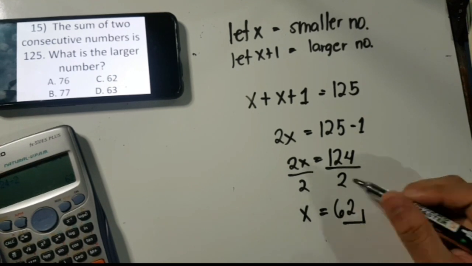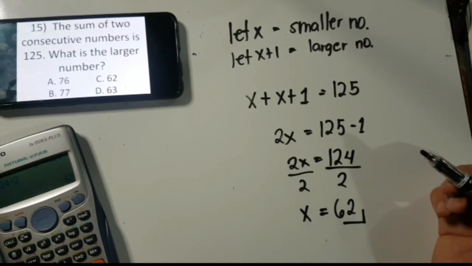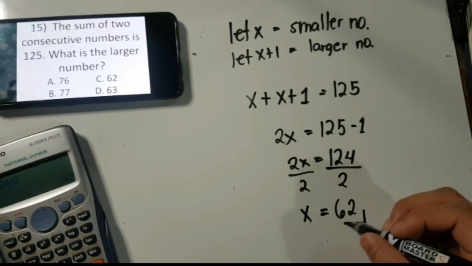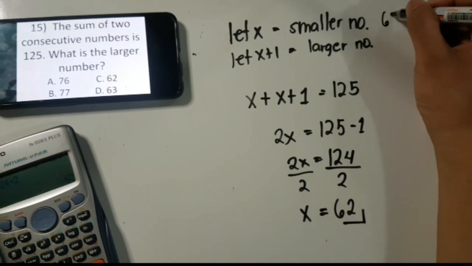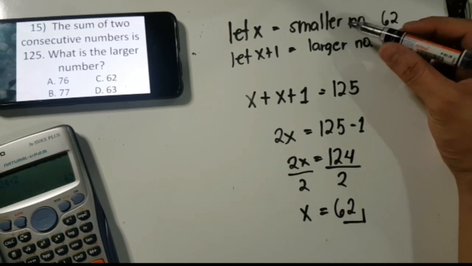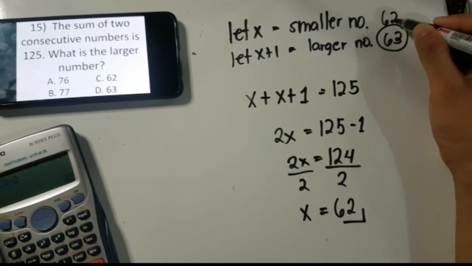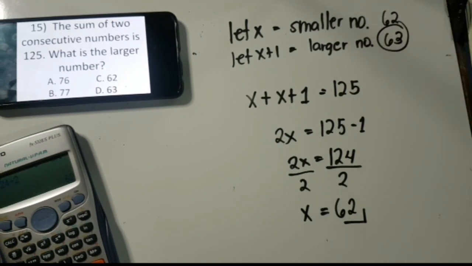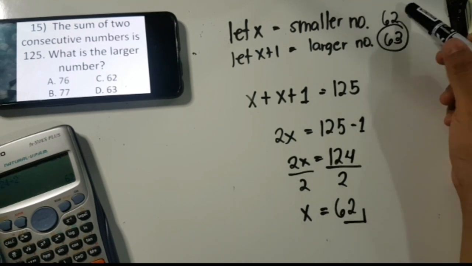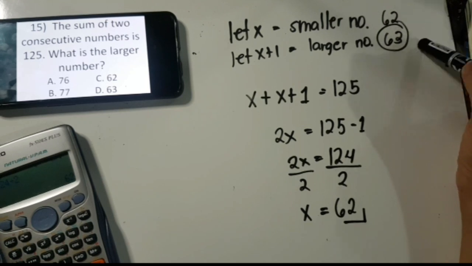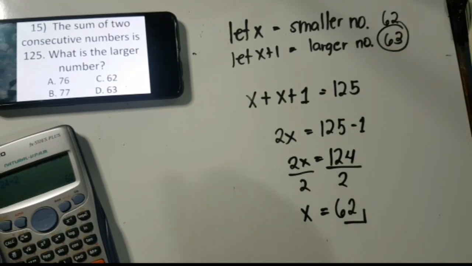Pero, ang tinatanong kasi dito, si larger number. So, be careful. Hindi porket nakuha mo si 62, yun na agad si shade mo. Tinatanong si larger number. Si x po ay the smaller number. Larger number is x plus 1. So, 62 plus 1 is 63. So, therefore, the larger number is 63. So, kung inadd mo itong dalawang number na to, i-check mo sila, dapat they are equal to 125. Letter D.